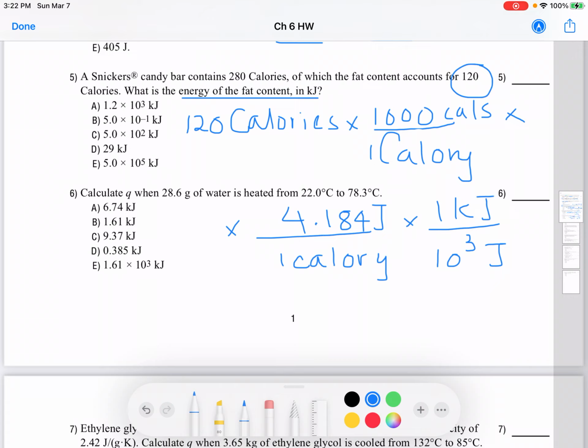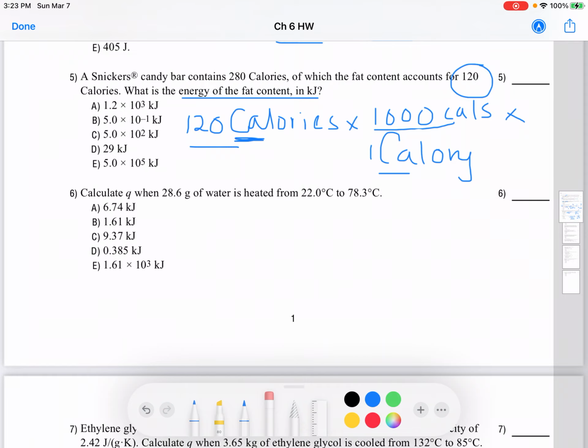The reason here is that you cannot just convert this 120 Calories saying that 1 calorie equals 4.184, because this is big Calorie with the big C. You have to convert it: how many small calories are there for 1 big Calorie. So 1 big Calorie is 1000 small calories, and the conversion comes from the small calories to joules. 1 calorie equals 4.184. So when you do this conversion, you will get the energy of the fat content in kilojoules. Okay. Alright, I'm going to erase this part now so I can get some space to do number 6.